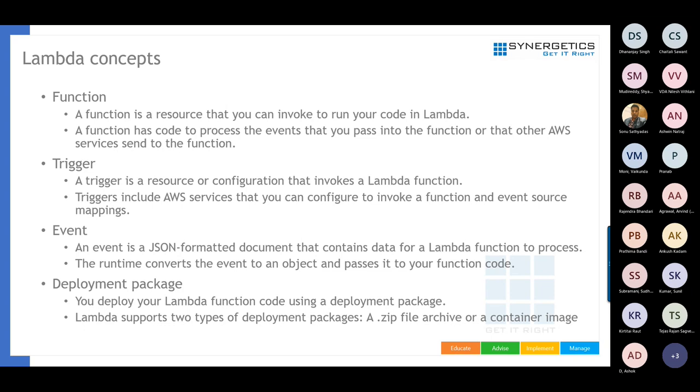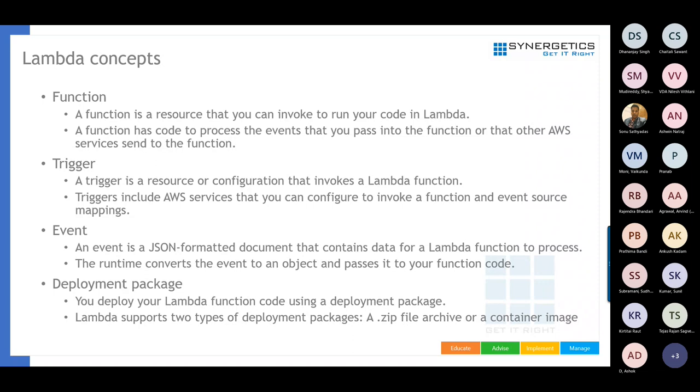Deployment package, which means you deploy your Lambda function code using a deployment package. Usually we can use an S3 bucket for uploading our code, or you can directly upload your code from SAM CLI or from IDEs like Visual Studio or Eclipse. These kinds of IDEs you can also use to directly deploy the application to AWS Lambda. So any file you are uploading to AWS Lambda is part of the deployment package.